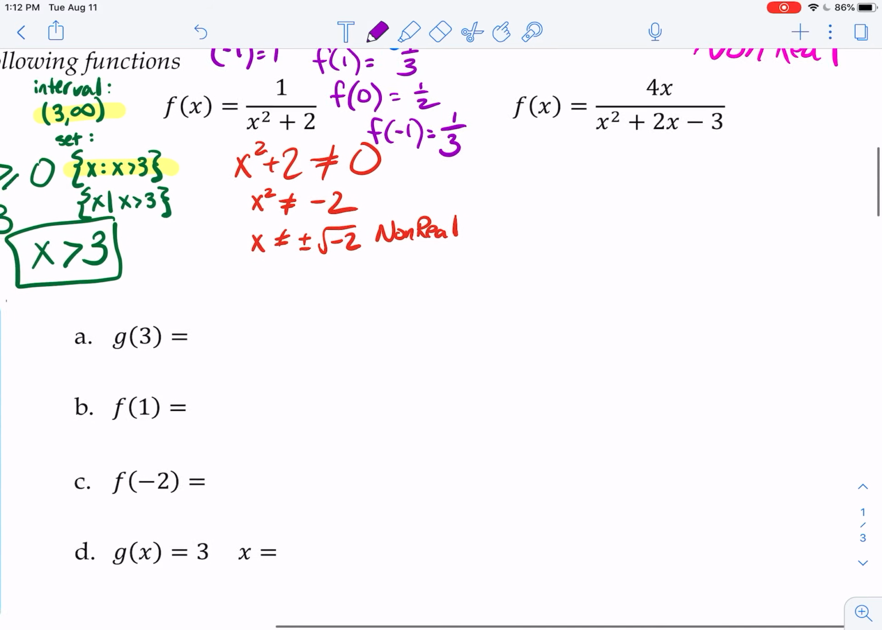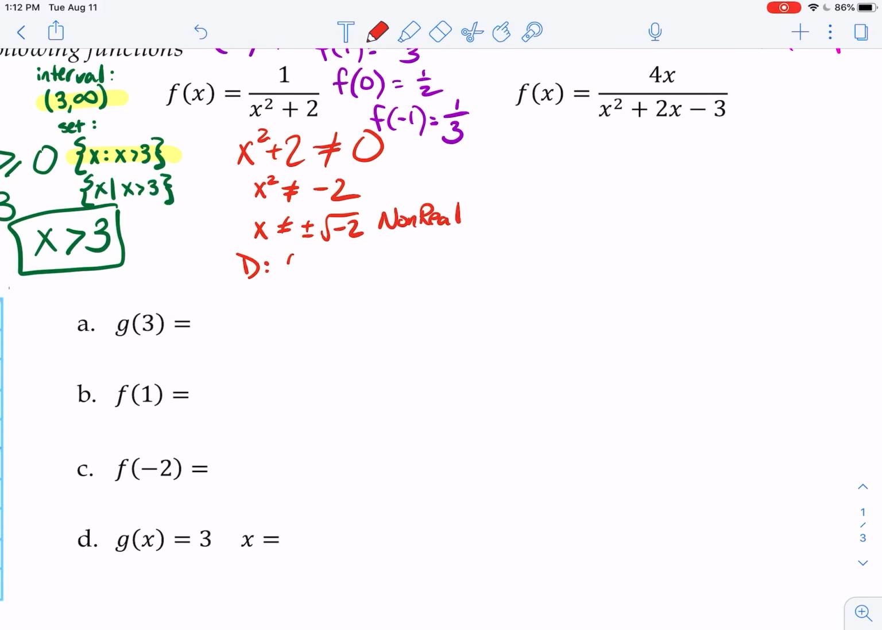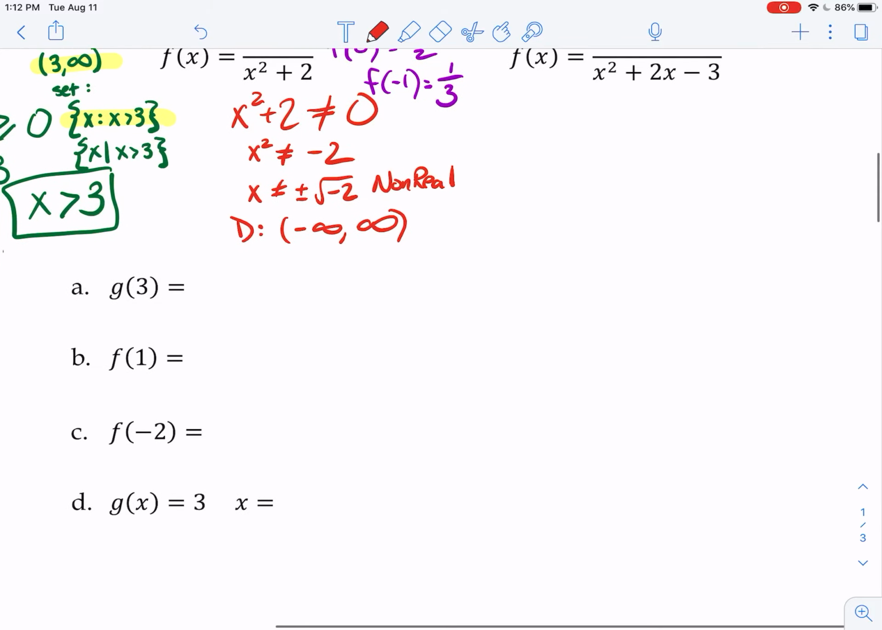Okay, so this function has a domain from negative infinity to positive infinity. Those of you that are going to head to my IB class, they write this in a weird way. They go like this. So it's those brackets turned around. That's neither here nor there. I think it's cool, but whatever.